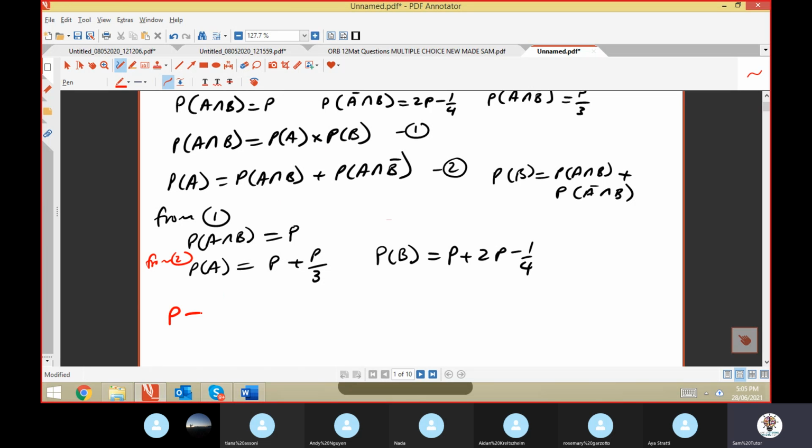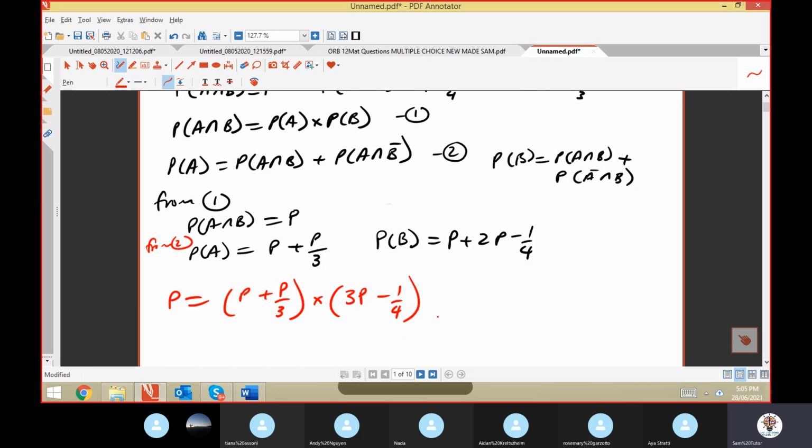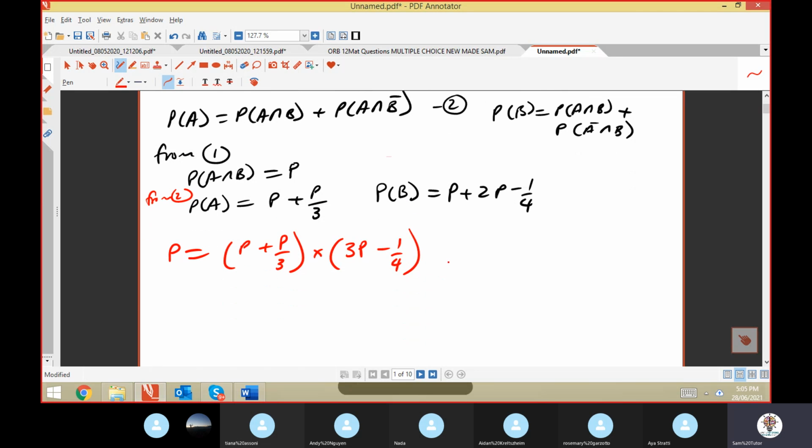So P equals PA times PB. P equals (P plus P over 3) times (P plus 2P, which is 3P) minus a quarter. You know what you've got to do, just expand, simplify, start solving for P. I'll leave it with you guys for a minute again, try it out.